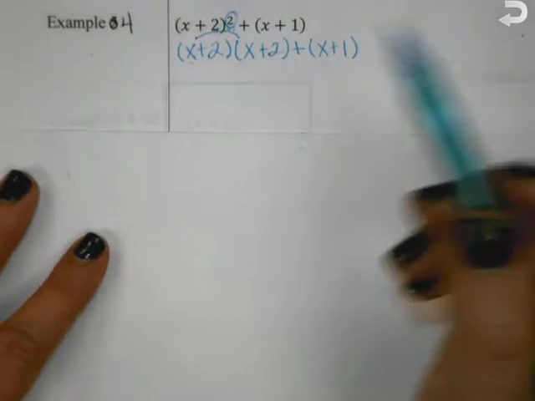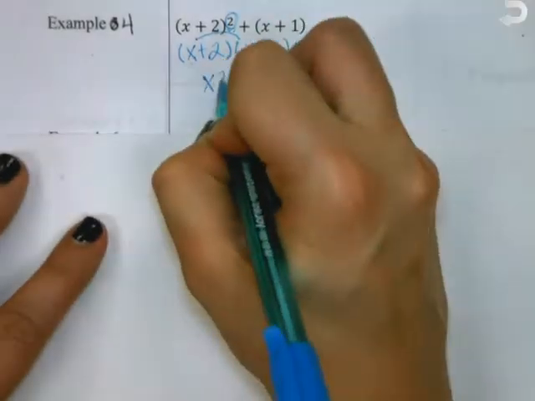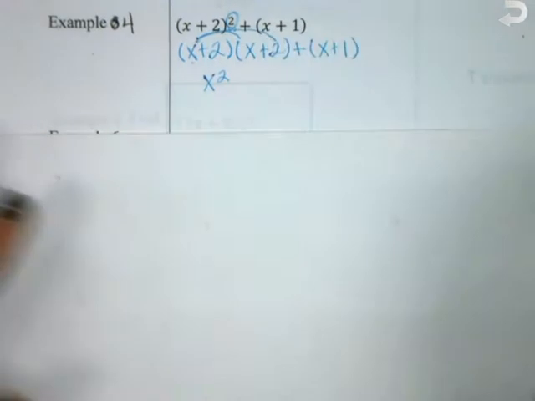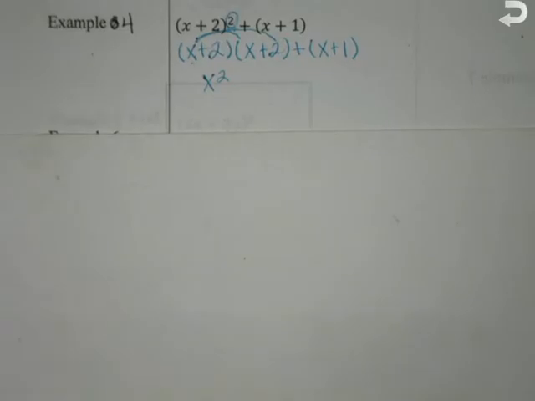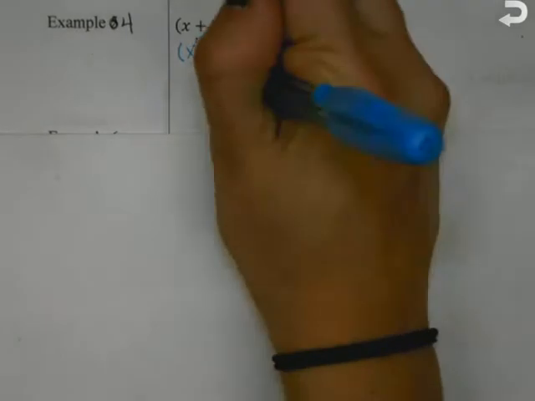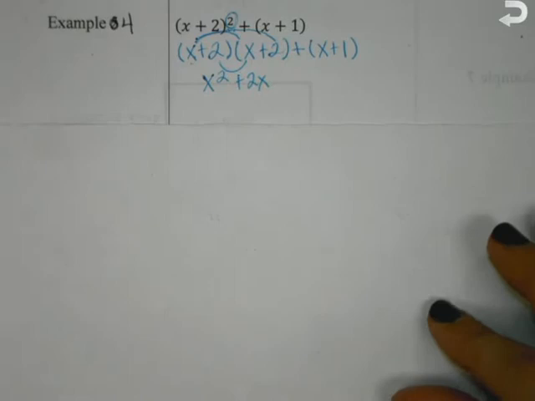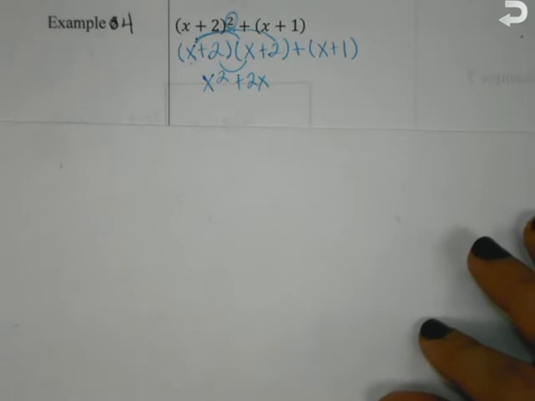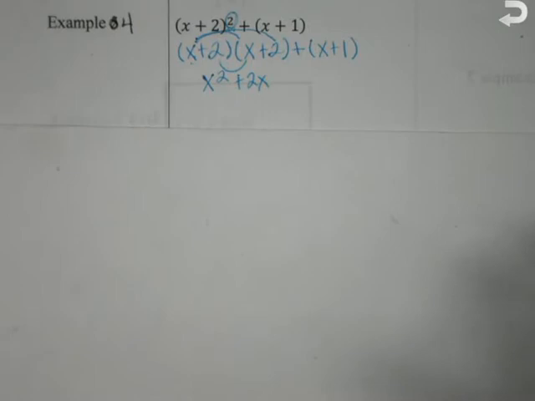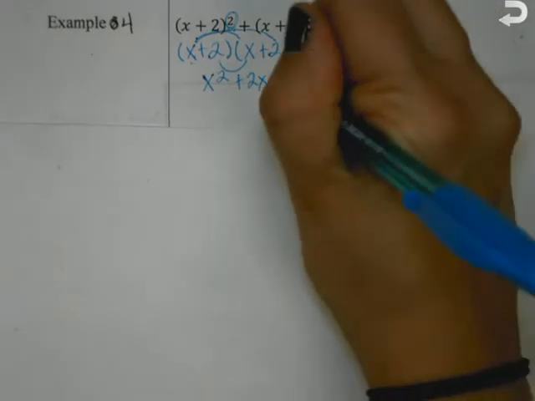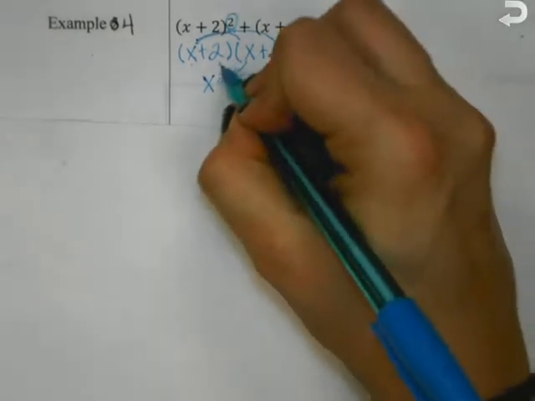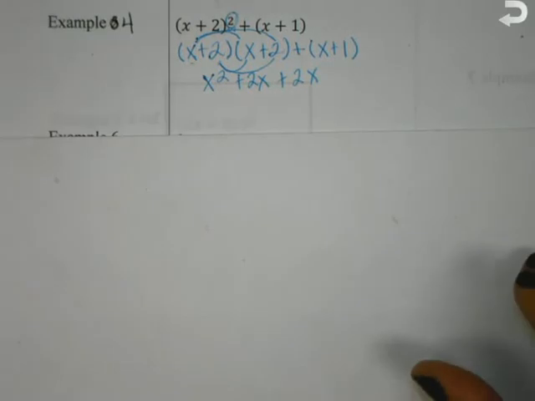O stands for outside, so x times 2. 2x, good. I is inside, 2 times x. Plus 2x. And then L is last. 2 times 2, which gives me what? Julian. 4x? 2 times 2 is 4x? Oh. 2 times 2 is 4.